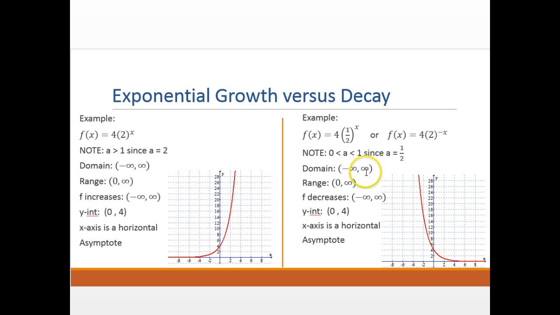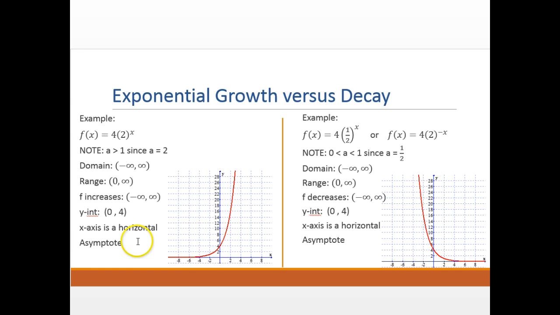Notice the domain of each is negative infinity to infinity because I can plug in any number I want. Notice the range is 0 to infinity. I don't include 0 because there is a horizontal asymptote at y equals 0 for both of these. And notice the y-intercept is at 0, 4 for each graph as well.